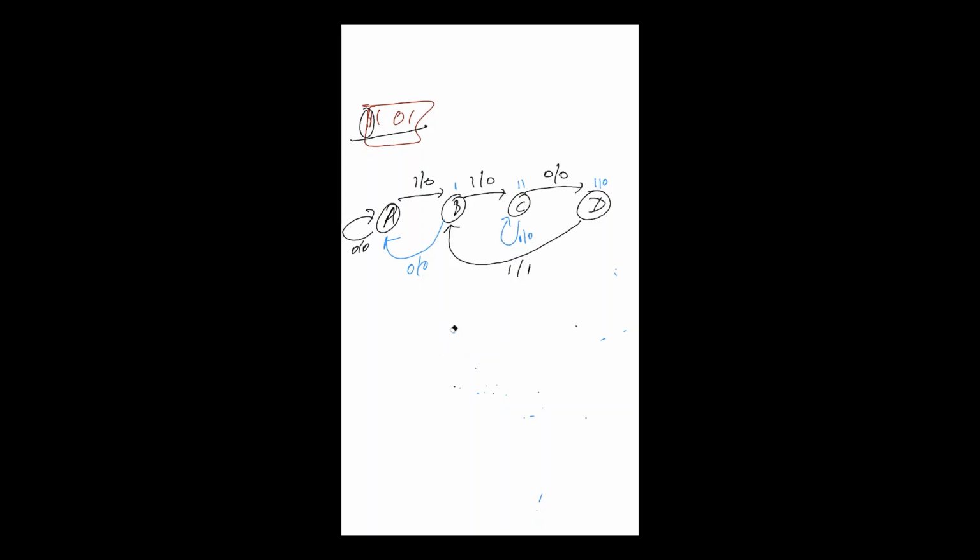Now let us suppose you are at state D, and your state D means you have detected 1 1 0, and instead of 1 you are getting 0 again. But the sequence that you have to detect is 1 1 0 1. So this bit also you cannot use, right? So you will again move to A.